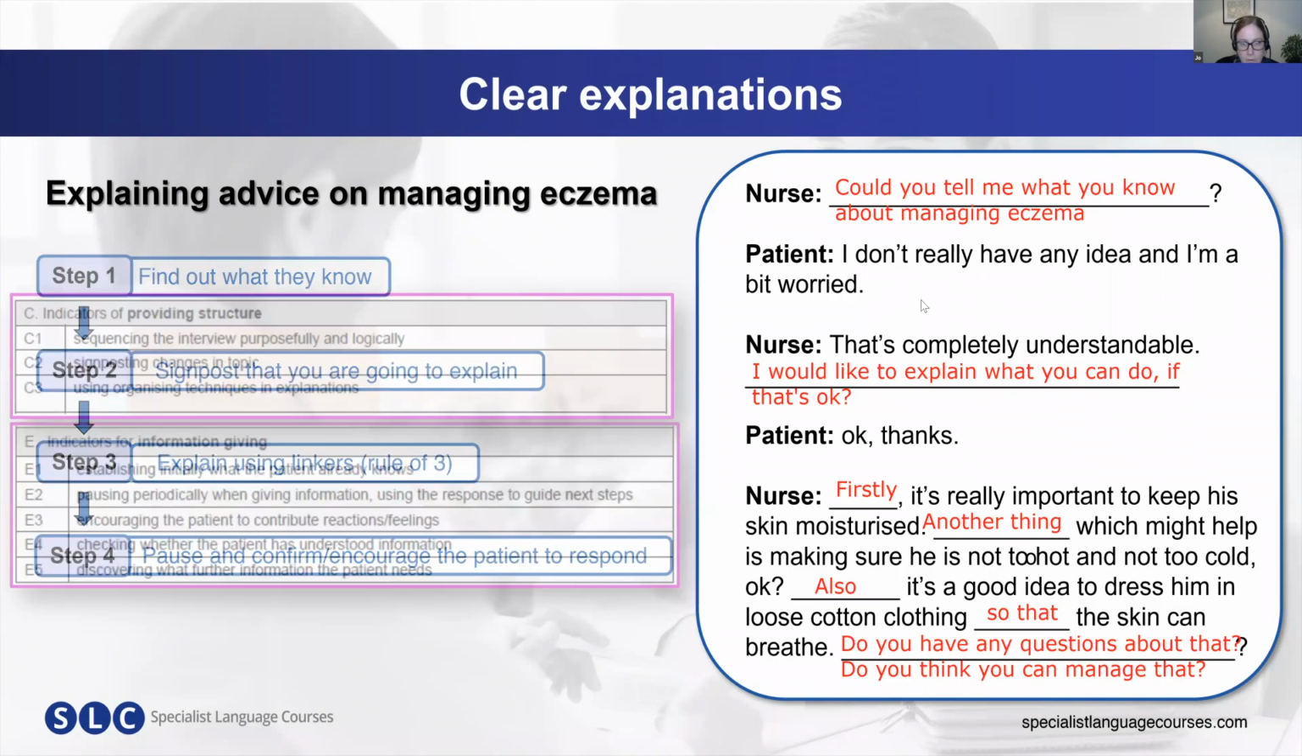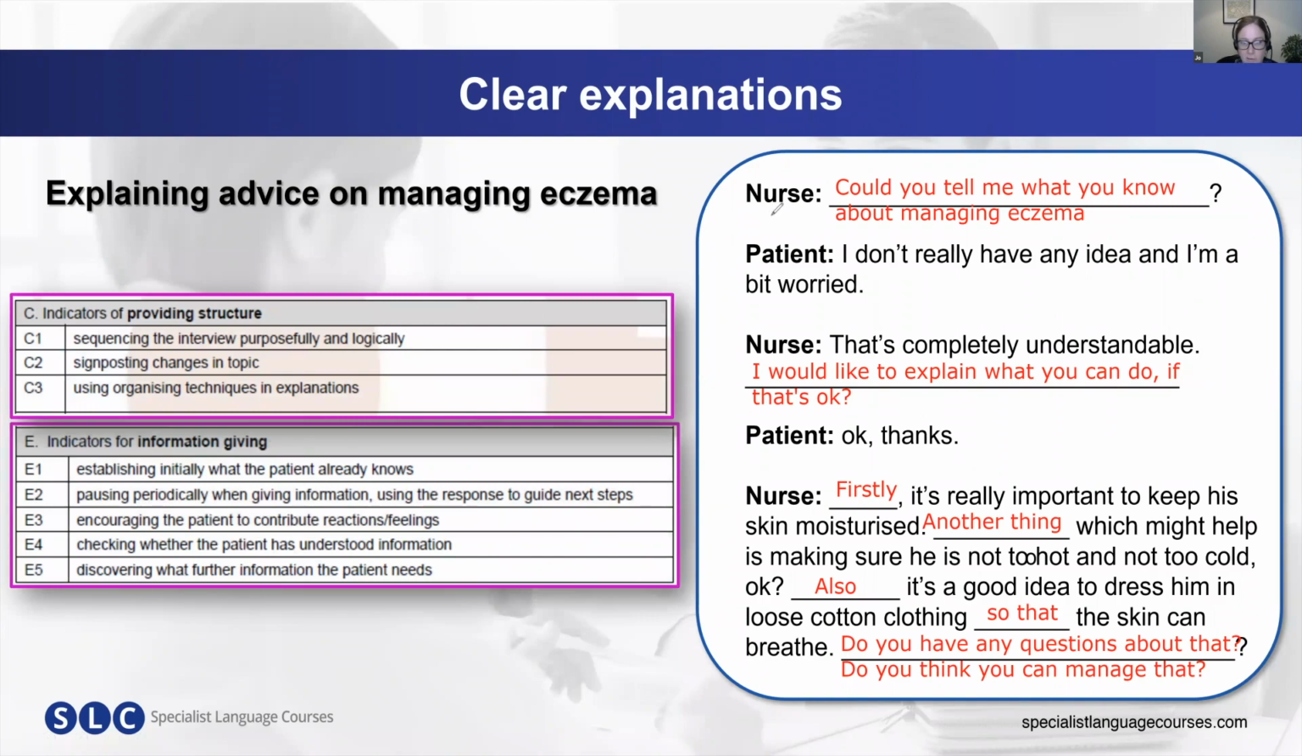Okay, so if we look at the explanation with the criteria, we now know that, yes, we have signposted a change in topic here and here. We've used organization techniques in the explanations, here, here, here. We've established what the patient already knows here. We've paused when giving information, so we're doing that at the end, and also here. We're encouraging the patient to contribute reactions and feelings at the end.